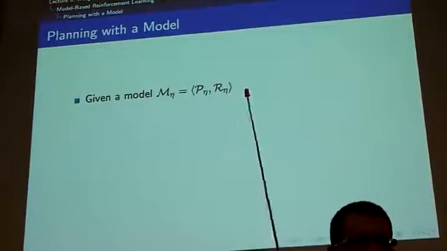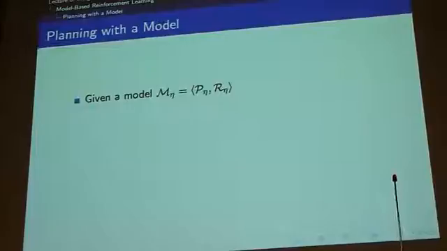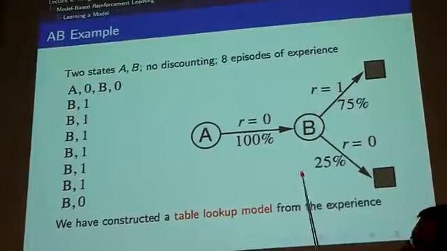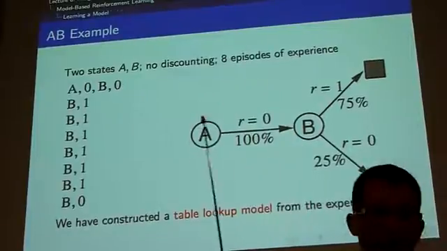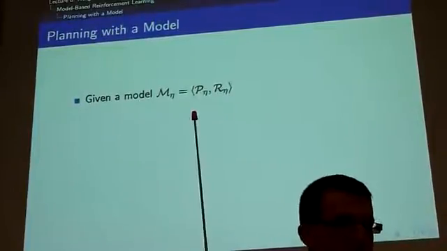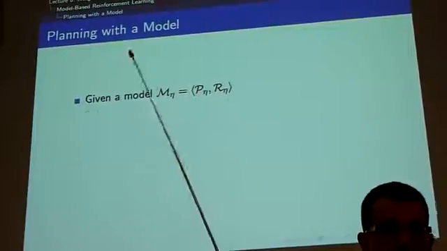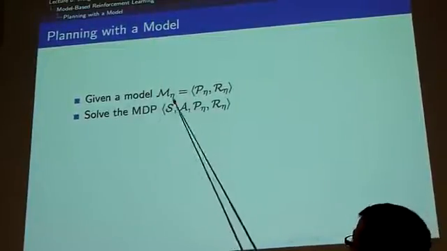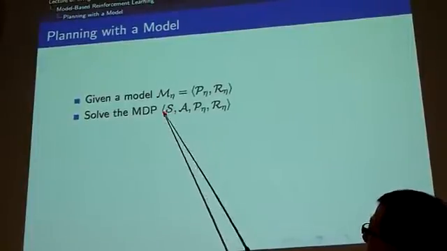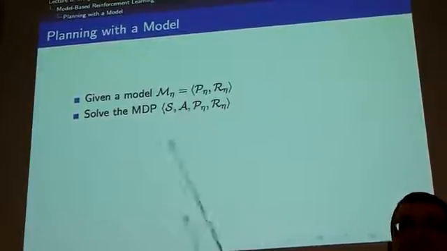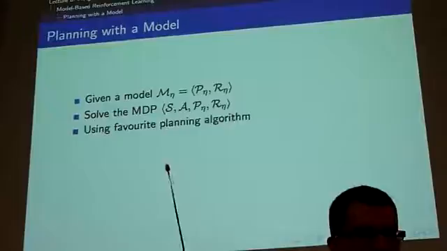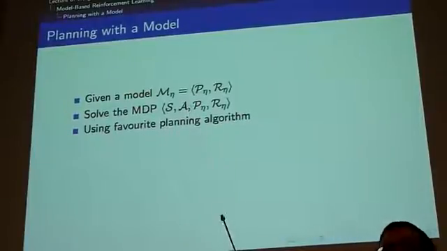Okay, so now let's talk about planning. So far we've just talked about the model learning part, how to construct something like this, how to estimate the MDP. What do we do once we've got it? Given the model, we now have our approximate MDP dynamics. So we basically just want to solve this MDP, with our original state space and action space, and our approximate dynamics and reward function.